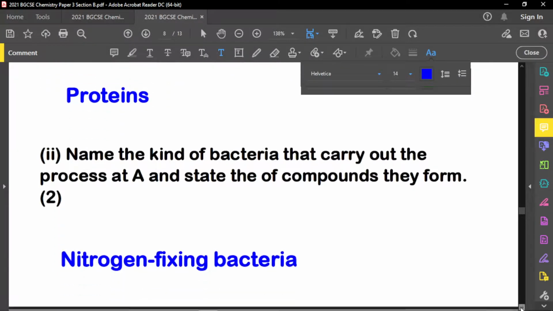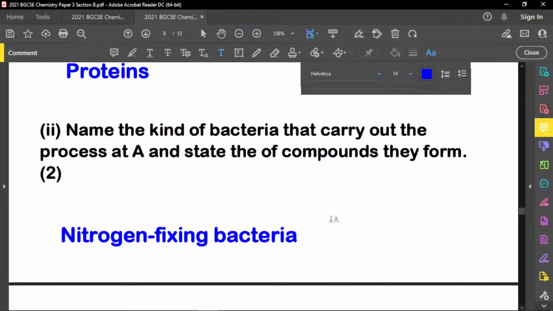And here it is: nitrogen fixing bacteria. The compound that is formed here is actually nitrates. So they form nitrate compounds. I should have put that in. Let me type that in real quick. So the compound that is formed right here is normally nitrate. All right, so they turn nitrogenous gas into nitrates.